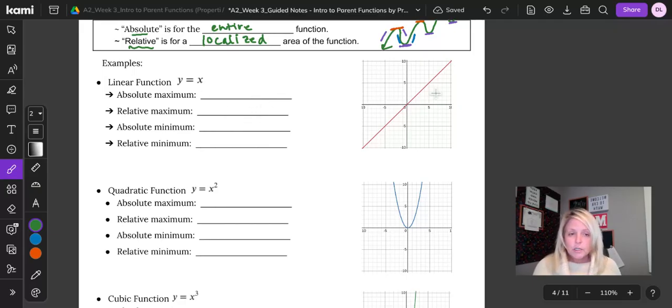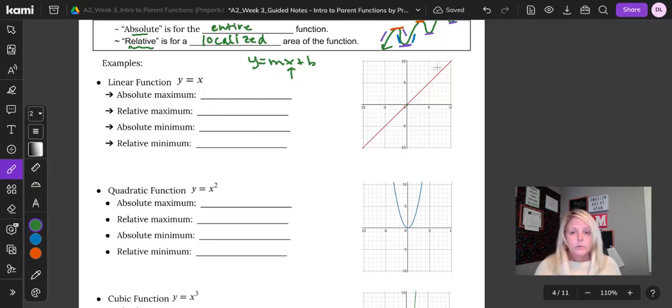Okay, linear function y equals x. Please know you should be able to graph these without Desmos. The linear functions are the easiest ones to plot. If you put it in slope-intercept form, y equals mx plus b, the only thing we have in this equation is x. That tells me my y-intercept is 0, so I'm going to cross the y-axis at 0. And then my slope is 1, so I'm going to go up 1 over 1, up 1 over 1, up 1 over 1, and that will create my line.